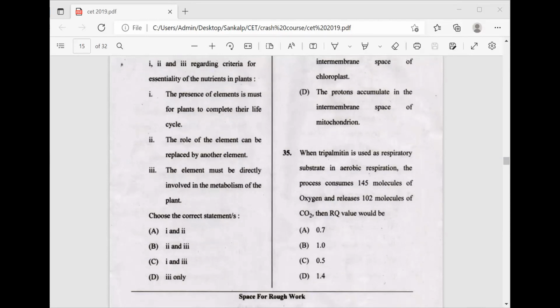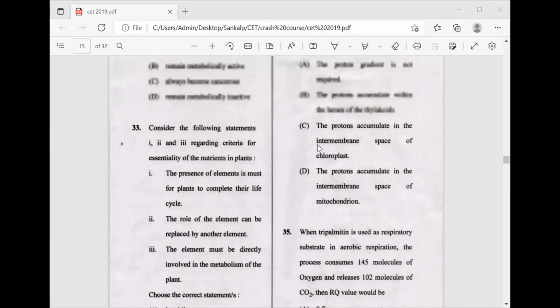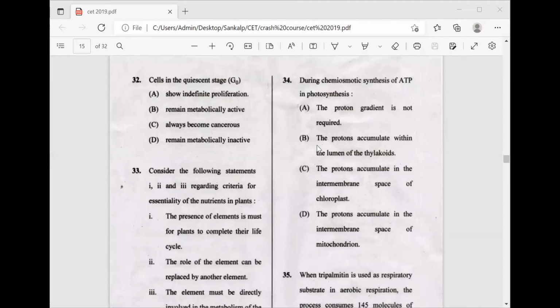Vani, Janvi, Kirtana, Tasmia, and Bhairesh voted option C, and option C is the right answer. 34th question. During chemiosmotic synthesis of ATP in photosynthesis, option A, proton gradient is not required. Option B, protons accumulate within the lumen of the thylakoids. Option C, protons accumulate in the intermembrane space of chloroplast. Option D, protons accumulate in the intermembrane space of mitochondria. 34th question.